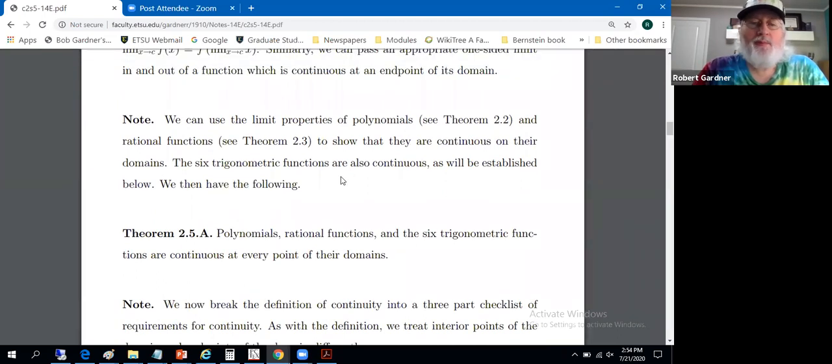We know a pretty good amount about limits at this stage. We can use the limit properties of polynomials, given in theorem 2.2, and rational functions, given in theorem 2.3, to show that these functions are continuous on their domains. Well, a polynomial, nothing goes wrong there, domain is all real numbers. Rational functions, ratios of polynomials, well, you might have division by 0 at some x values. Well, those x values, they aren't in the domain, so you have to stay away from those. Consider the places where you don't get division by 0, and rational functions are continuous there.